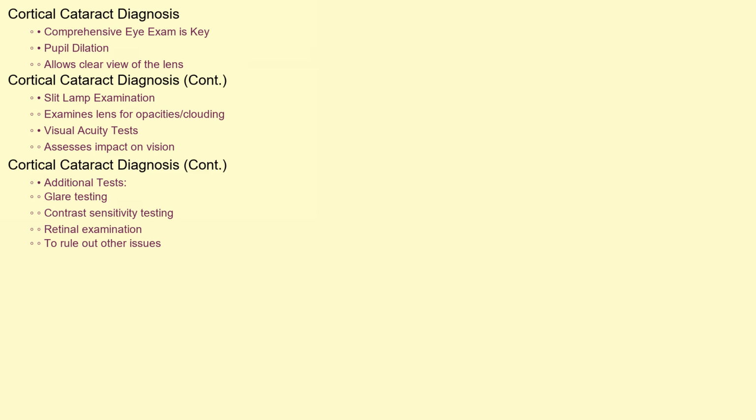How are cortical cataracts diagnosed? A comprehensive eye exam is crucial. An ophthalmologist will dilate your pupils to get a clear view of the lens. They'll use a slit lamp, a specialized microscope, to examine the lens for any opacities or clouding. Visual acuity tests, where you read letters on a chart, will assess the impact of the cataract on your vision. Other tests may include glare testing, contrast sensitivity testing, and retinal examination to rule out other potential causes of vision problems.